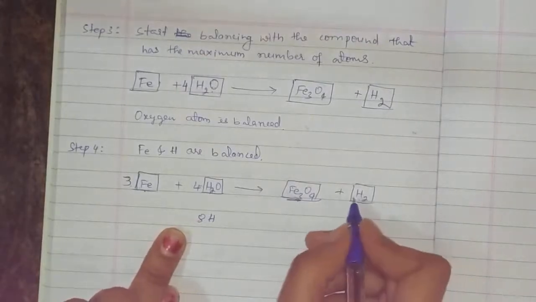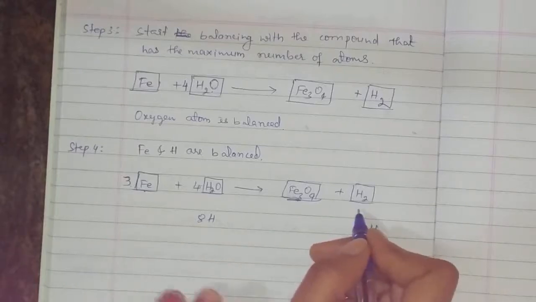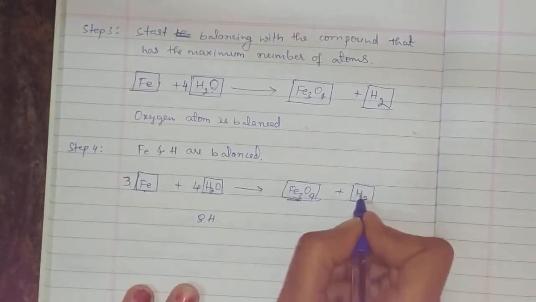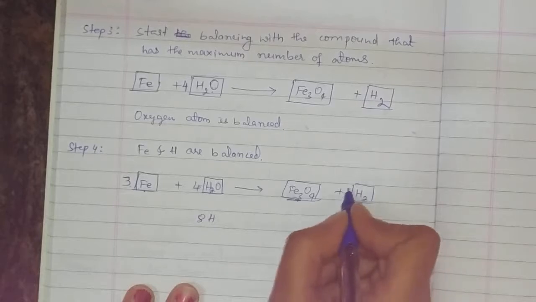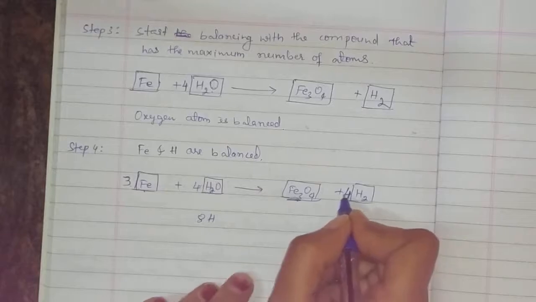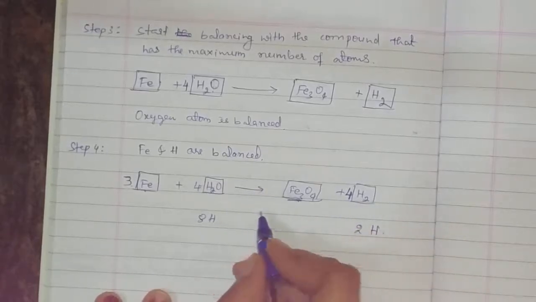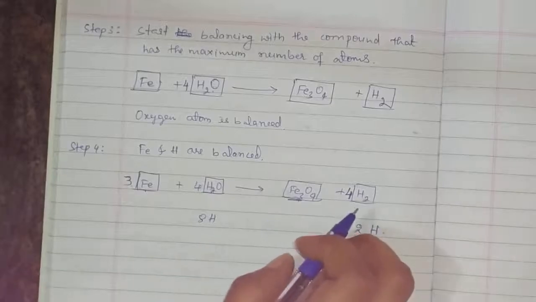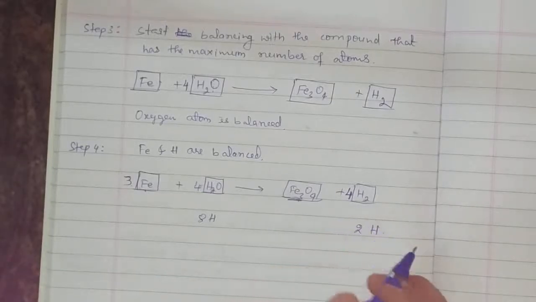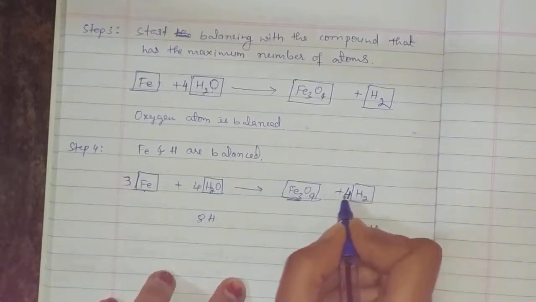Okay, therefore to equalize these atoms in reactants and products, here hydrogen is balanced by 4. If we multiply this hydrogen by 4, then only the hydrogen atoms in reactants and products are equalized. So we have to multiply this hydrogen molecule by 4.